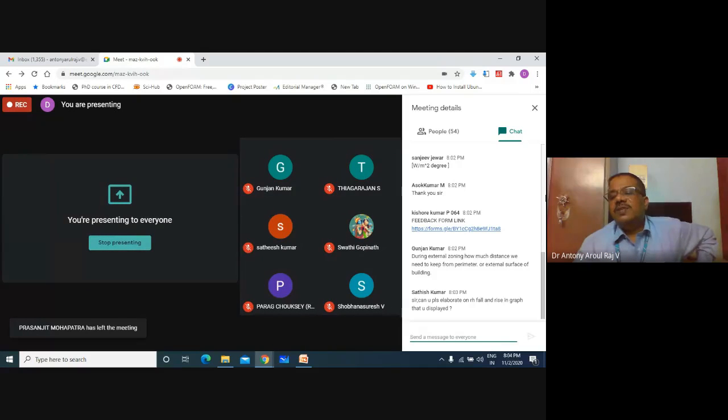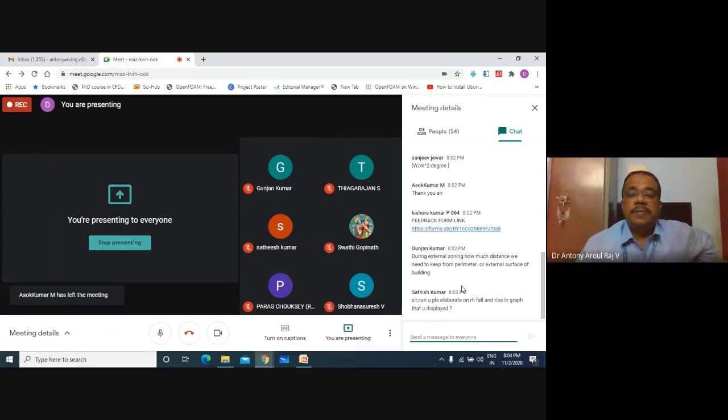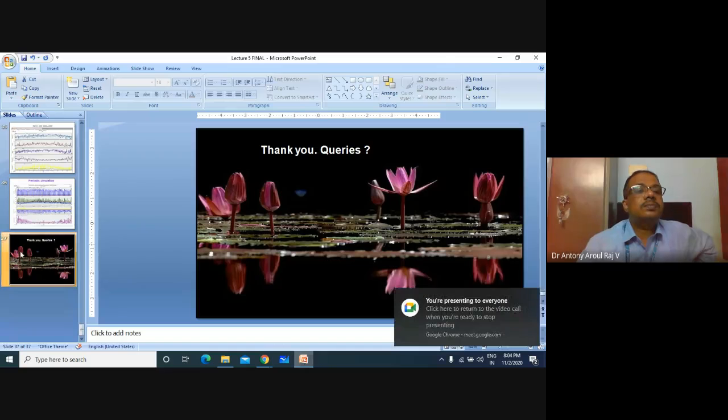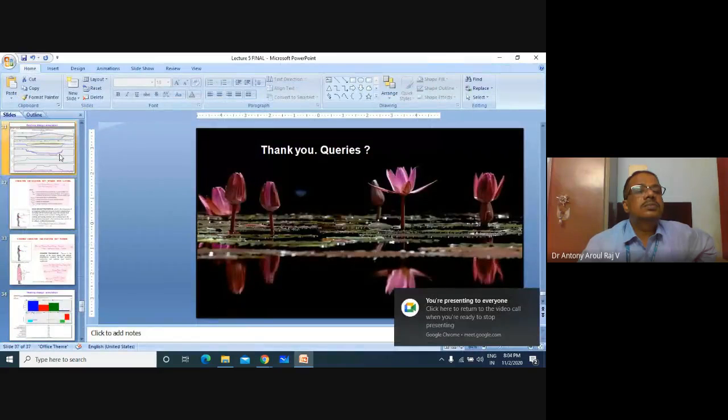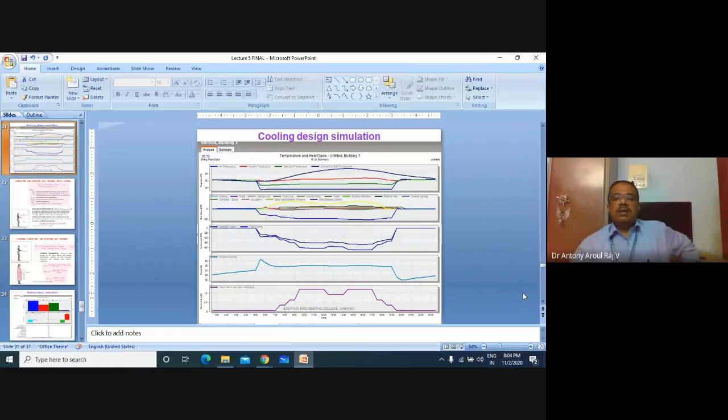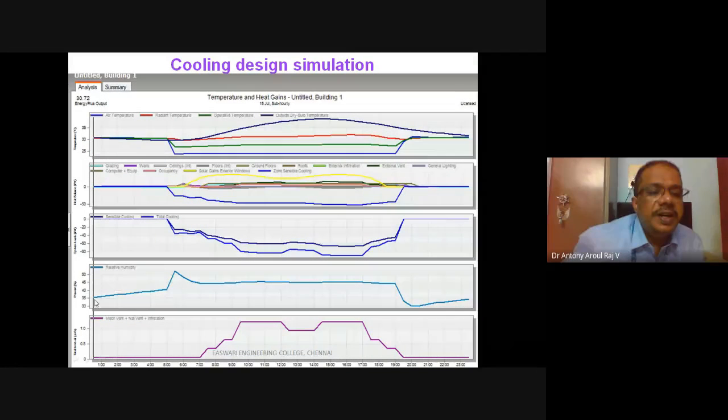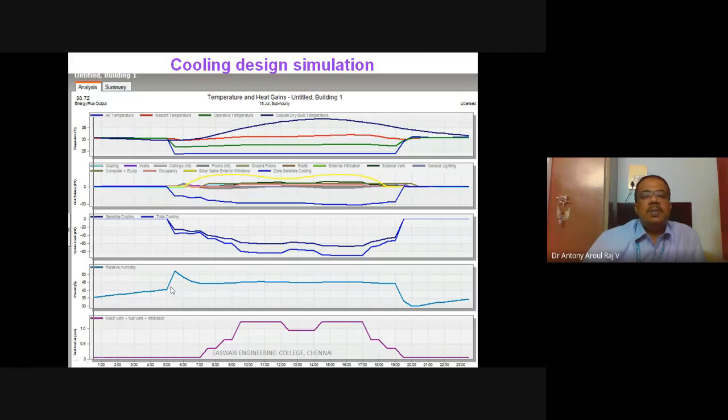So can you elaborate on the RH fall and rise in the graph that you displayed? Yeah, so here you can see this is the RH graph, the relative humidity graph. So what is happening in the morning? When you are maintaining the condition, in the morning your AC is running, so you will be maintaining the condition. Naturally you will have whatever you have designed, 40% or 45%.